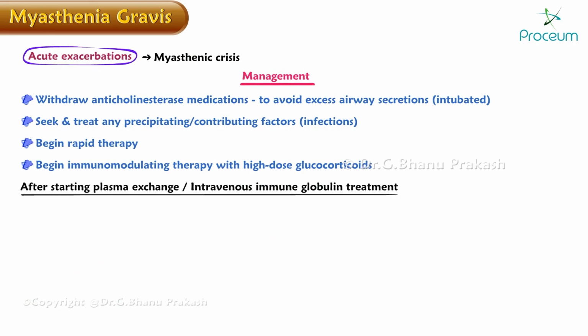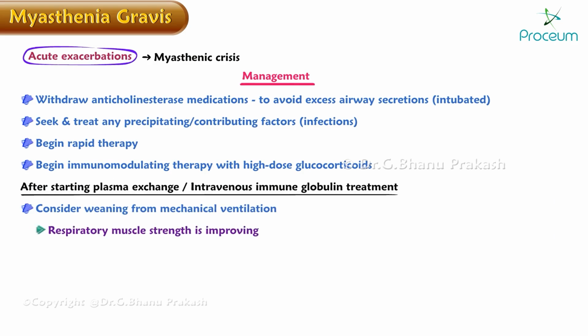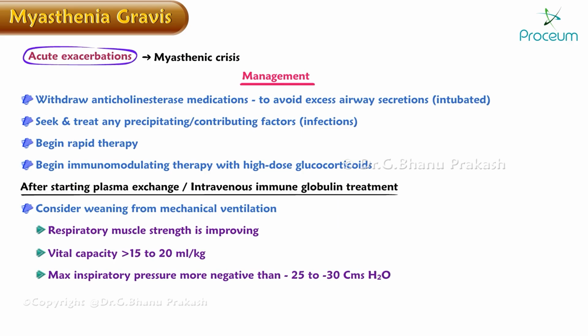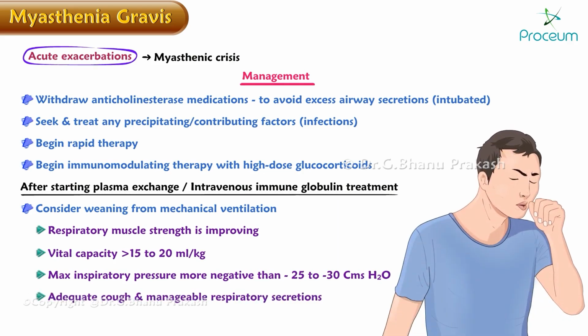After starting plasma exchange or intravenous immune globulin treatment, consider weaning from mechanical ventilation when respiratory muscle strength is improving. For example, vital capacity of more than 15 to 20 milliliters per kilogram and maximum inspiratory pressure more negative than negative 25 to negative 30 centimeters of water column in patients with an adequate cough and manageable respiratory secretions.